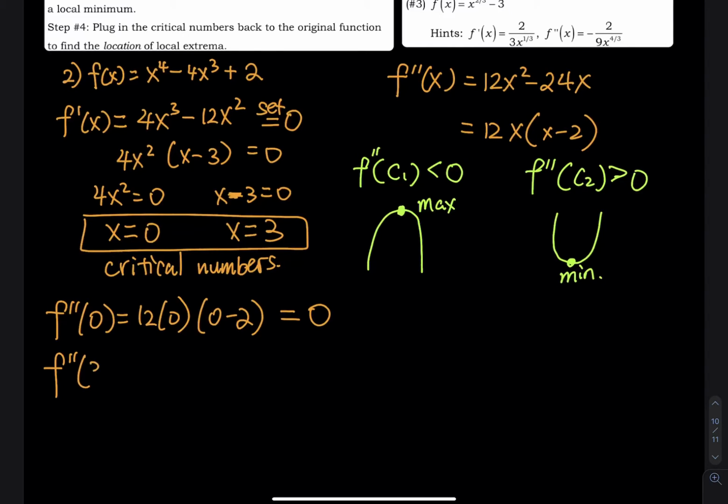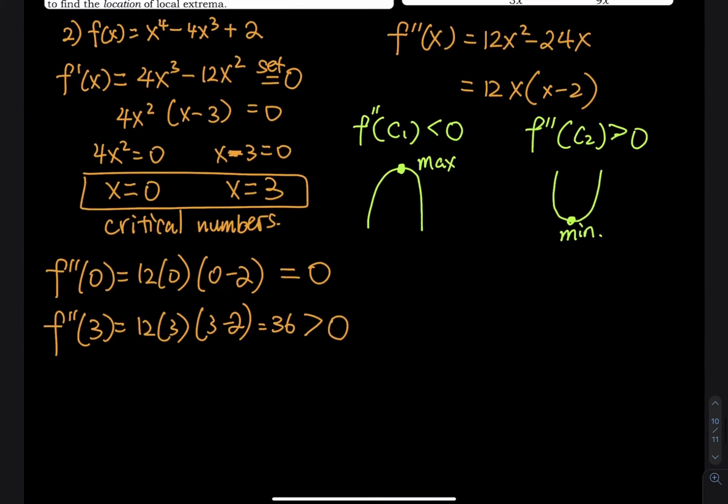So 3. That is 12 times 3, and then 3 minus 2. I don't care what that equals. If you do the math, you can quickly find that it equals 36. But the most important thing is that 36 is greater than 0. So using the second derivative greater than 0, that means the function is concave up when x is equal to 3.